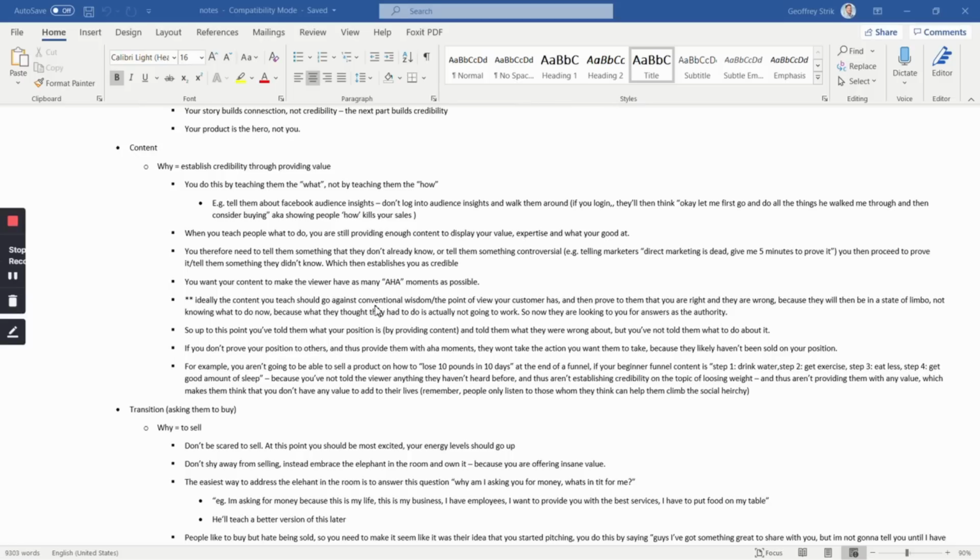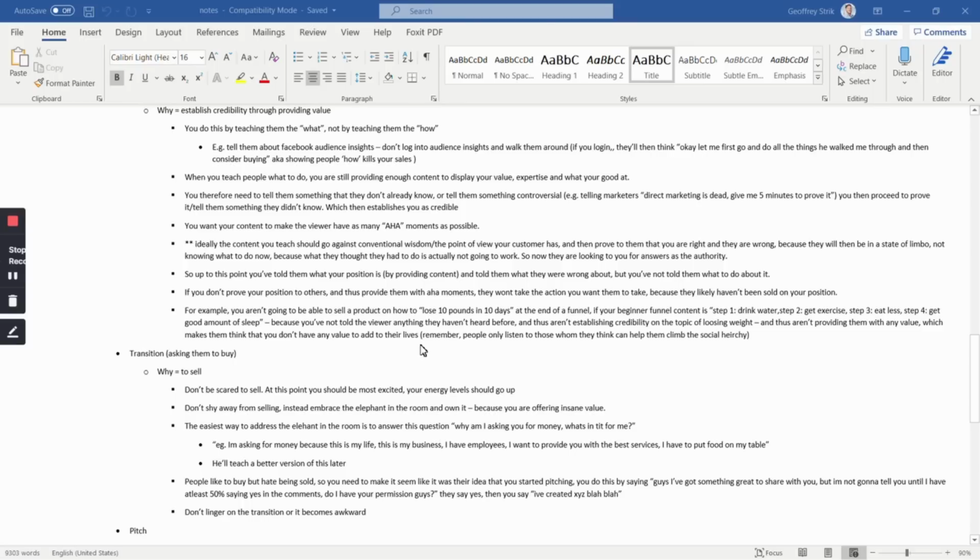For example, you aren't going to be able to sell a product on how to lose 10 pounds in 10 days at the end of a funnel if at the beginning of your funnel your content is step 1, drink water, step 2, get exercise, step 3, eat less, step 4, get a good amount of sleep, because you've not told the viewer anything that they haven't heard before, and thus aren't establishing credibility on the topic of losing weight, and thus aren't providing them with any value, which makes them think that you don't have any value to add to their lives. Remember, people only listen to those whom they think can help them climb the social hierarchy.